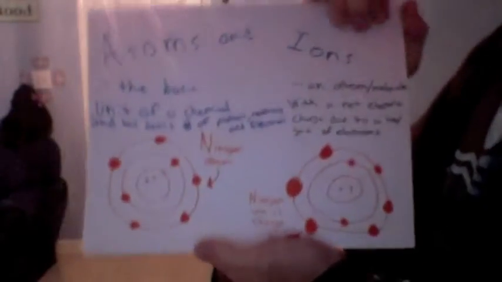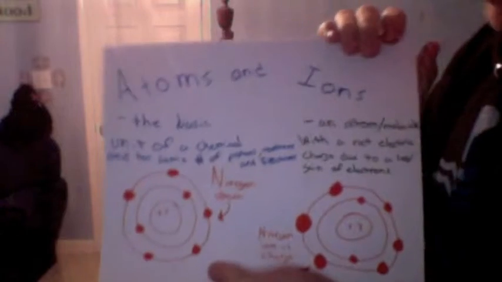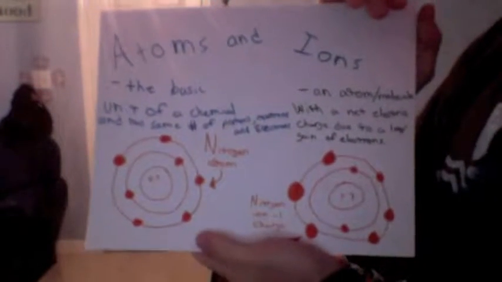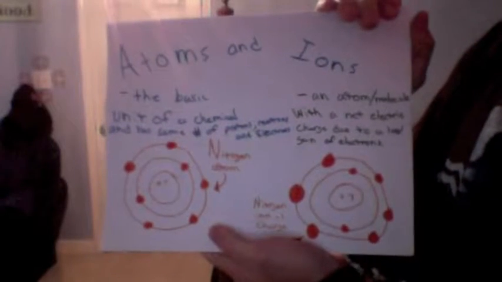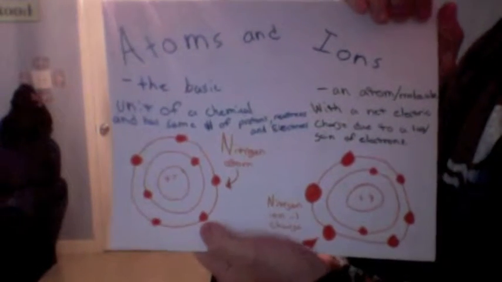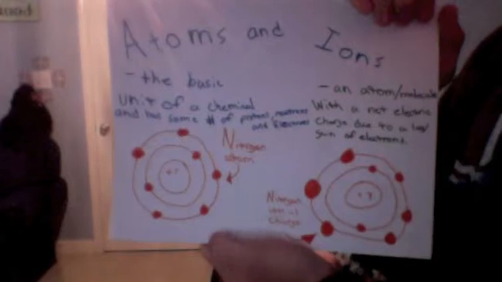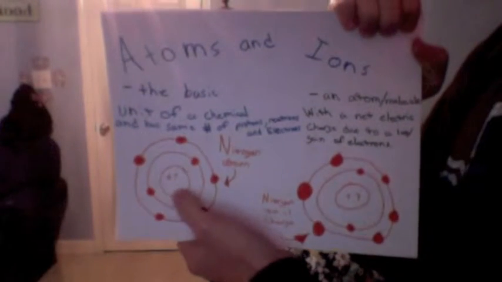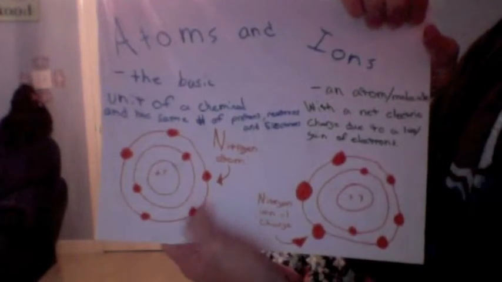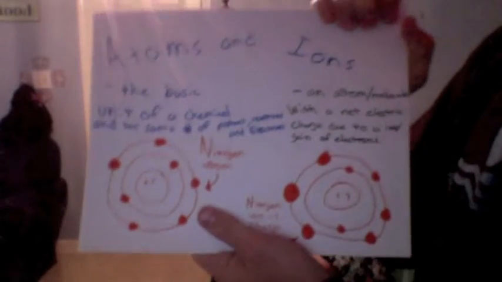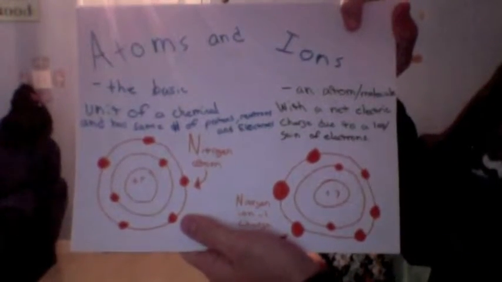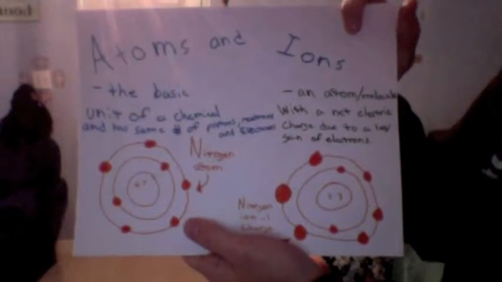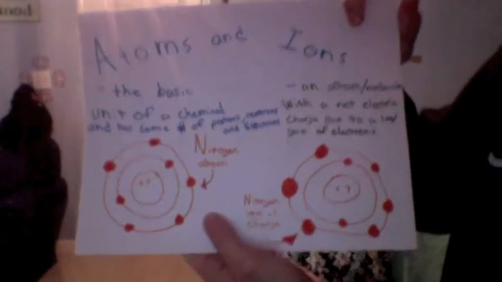Alright. Atoms and ions. An atom is the basic unit of a chemical and has the same number of protons, neutrons, and electrons. Right here, as you can see, we have a nitrogen atom. As you can see, the nucleus has the protons and neutrons, with electrons orbiting it. An ion is an atom or molecule with a net charge due to a loss or gain of electrons.